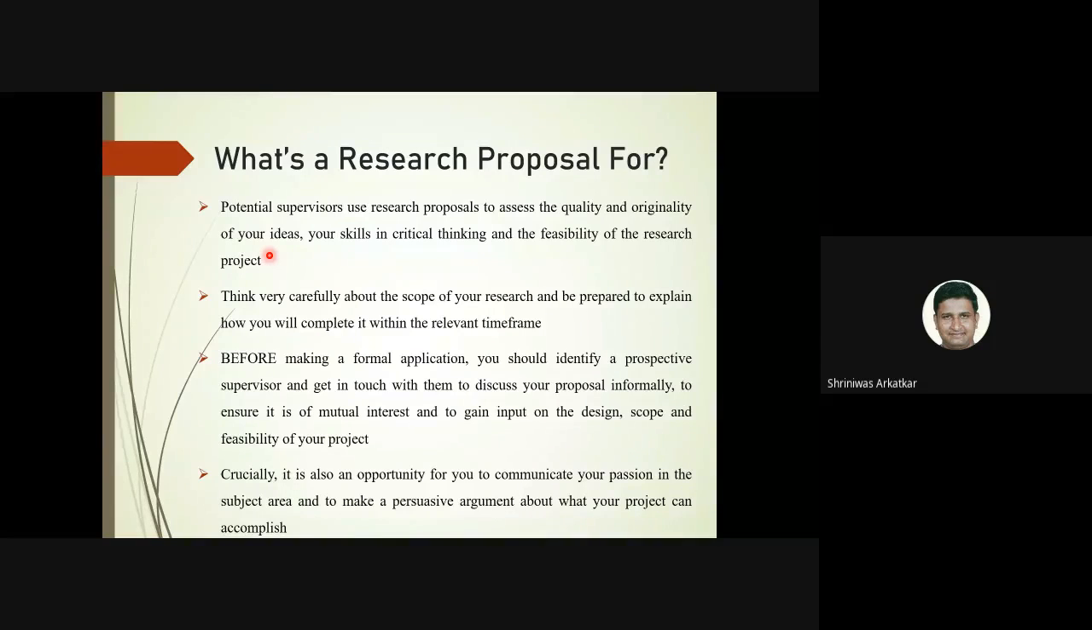You have to convince your supervisor very well, and from that point of view, you need a very good idea to build upon. That's where the originality of ideas is the most important thing to keep in mind. Think very carefully about the scope of your research, and be prepared to explain how you will complete it within the relevant time frame.